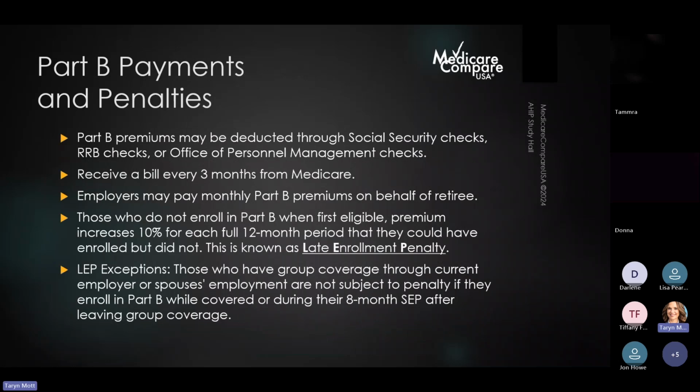Part B premiums may be deducted through Social Security checks, Railroad Retirement Board checks, or Office of Personnel Management checks. That is on the test. Or they receive a bill every 3 months from Medicare. Employers may pay monthly Part B premiums on behalf of their retirees.